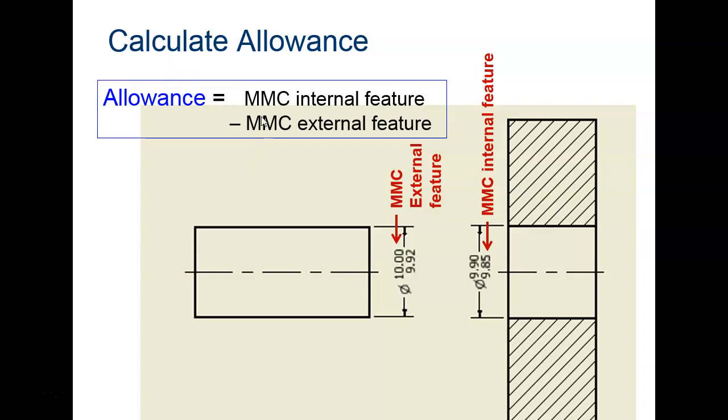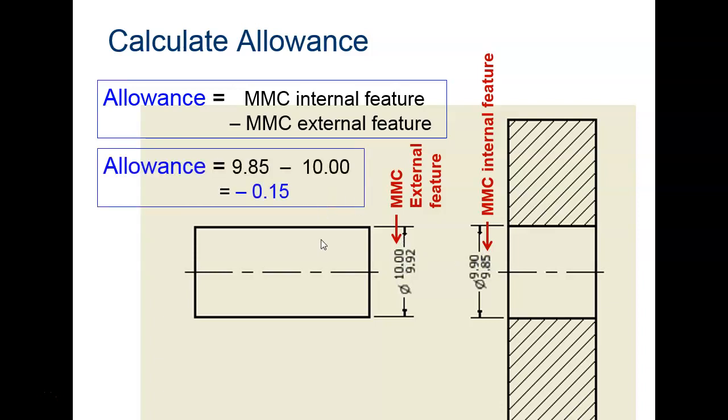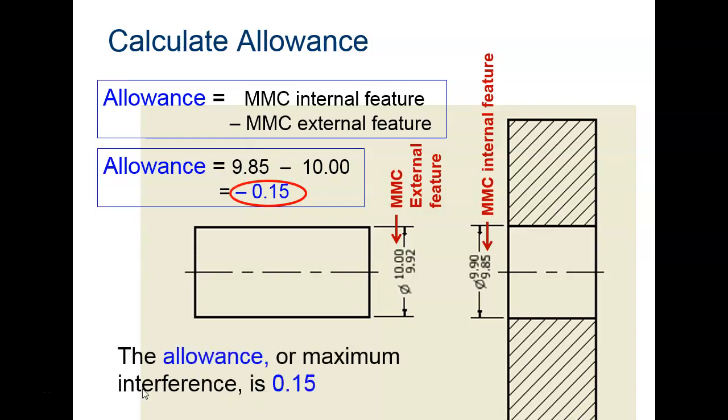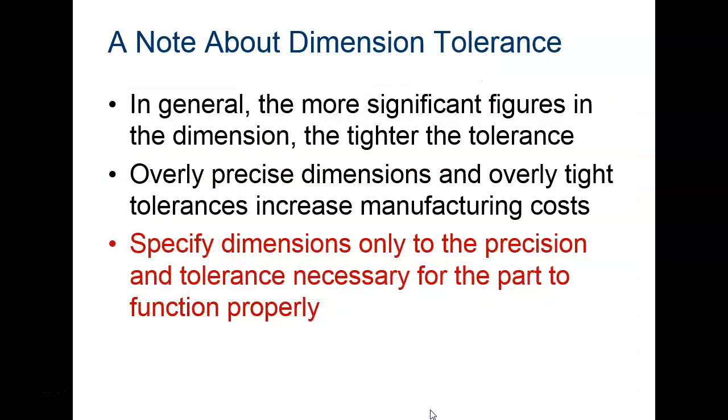So again, if you want to calculate allowance here, take the smallest number here and the biggest number here, subtract them. Notice that it's negative. Because it's negative, that means that this is an interference fit. More significant figures simply means greater tolerance. We're not dealing a lot with significant figures in this class. You will when you take chem. So there you go.